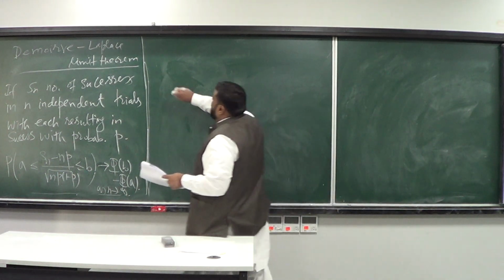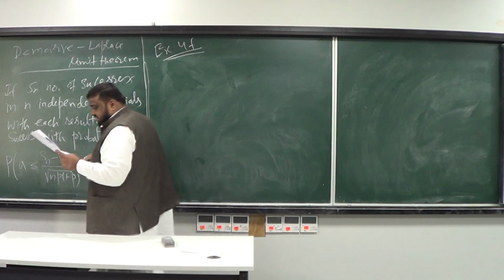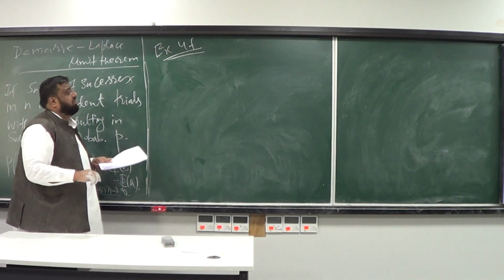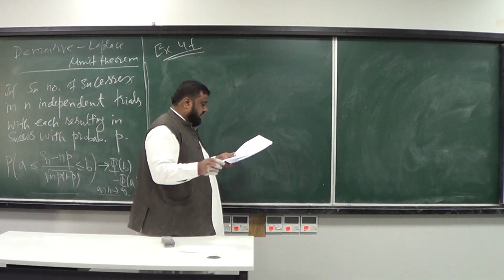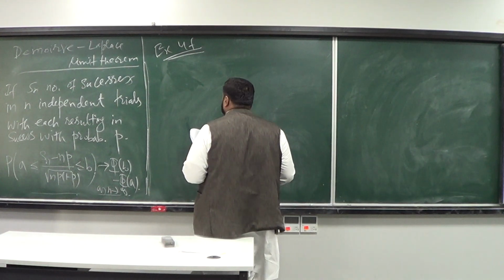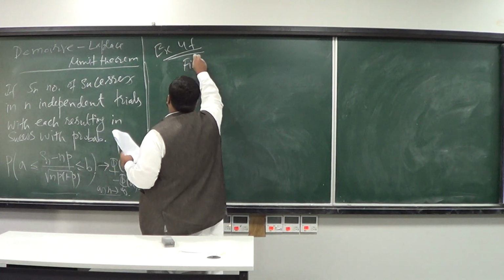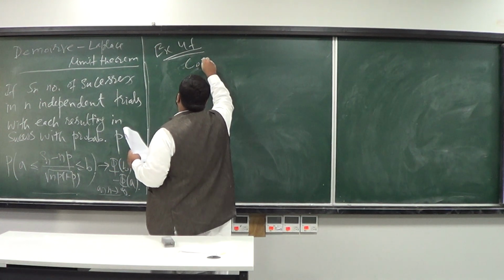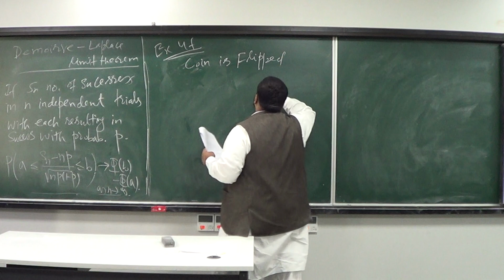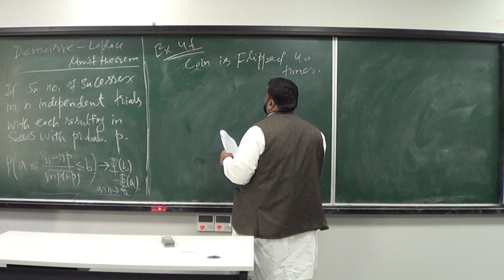So here's an example, Example 4f from Ross. Imagine a coin is flipped 40 times. So you flip a coin, quite a big number of times.